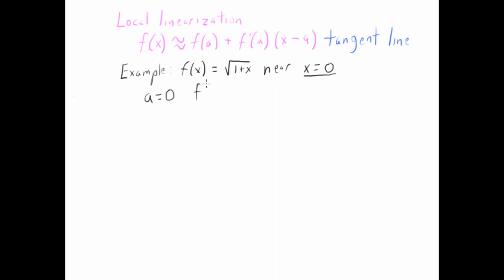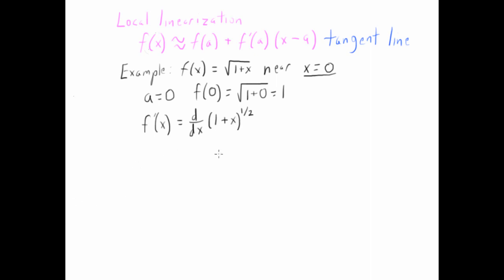Alright, I need to know what f of 0 is. That's the square root of 1 plus 0. That's 1. Now I also need the derivative. So f prime of x is going to be the derivative d dx of 1 plus x to the 1/2 power. Of course, we're going to rewrite this using fractional expressions.